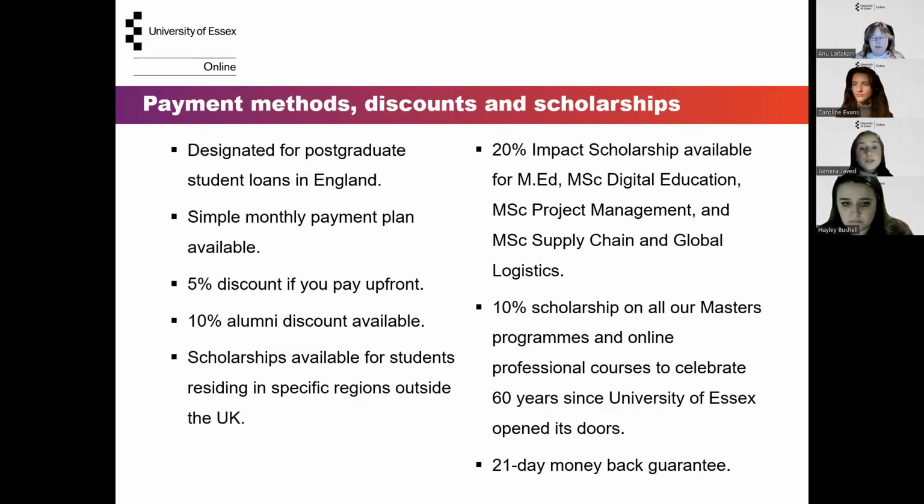We are also offering a 20% impact scholarship when it comes to master's programs. Those programs are the Master of Education, Masters in Digital Education, Master in Project Management, and of course, Supply Chain and Global Logistics. We are also offering a 10% scholarship on all of our master's programs and online professional courses to celebrate 60 years since University of Essex opened its doors, which is really good. When it comes to the scholarships, we can only apply one. So say, for instance, if you are going for the Master of Education program, we would only be able to apply either the 10% scholarship or the 20%. We wouldn't be able to apply both.